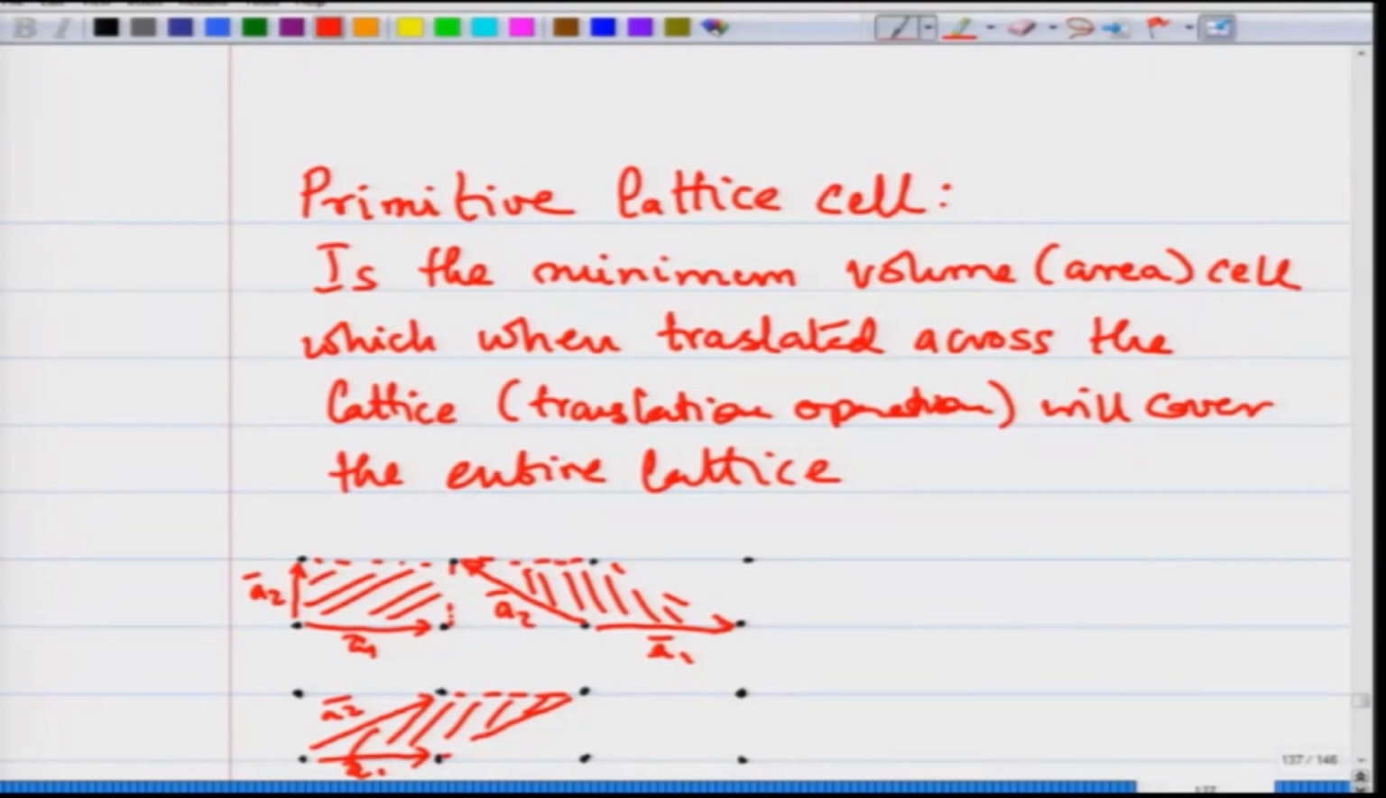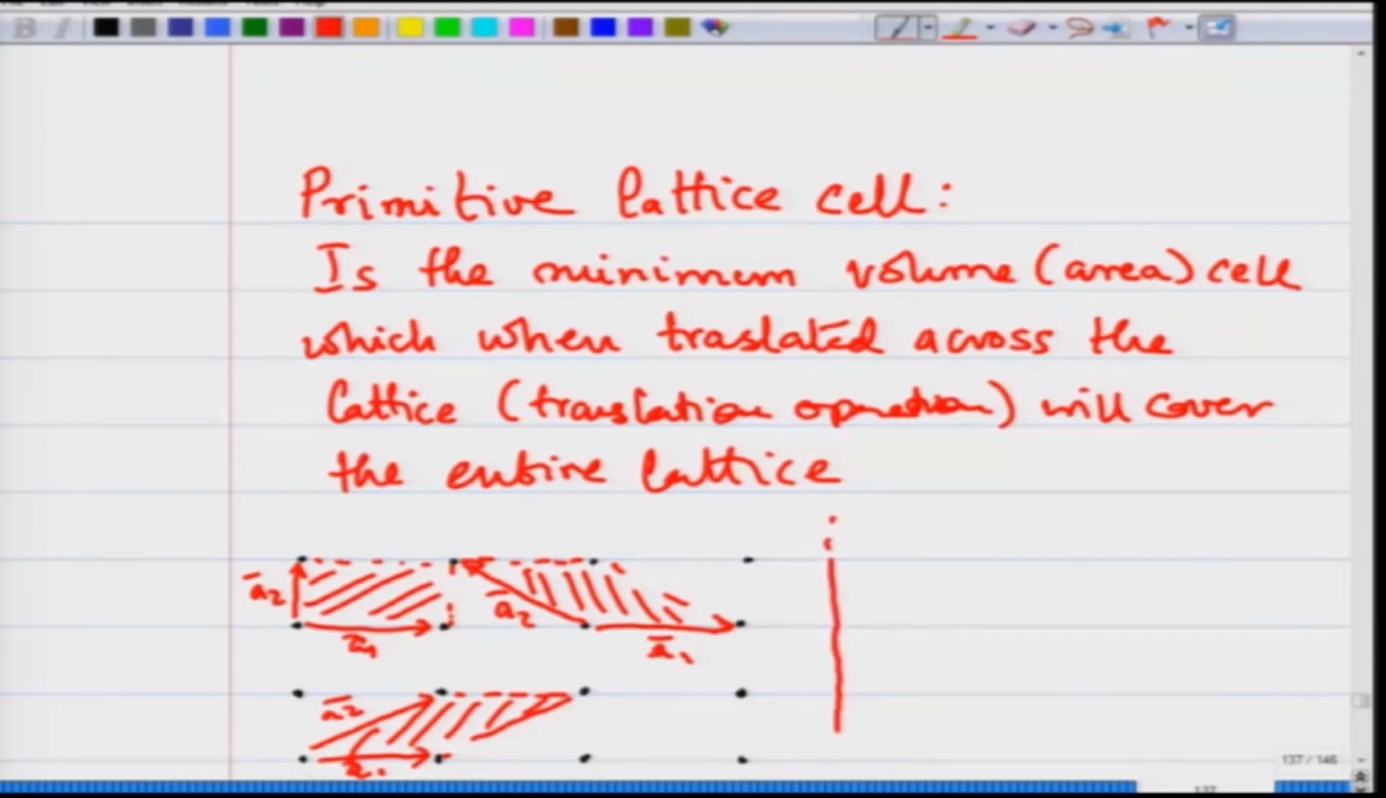These are the minimum volume or area cells which you can define for a lattice, which when translated across the lattice will cover the entire lattice. So this is one example, this is another example, this is another example. These will all uniformly cover the entire lattice. So these are different choices of this primitive lattice cell, and they are bounded by these fundamental translation vectors a1 and a2. The choice is by no means unique. So, given a set of these geometric collections of points, you can define a primitive lattice cell, and it is important to do so. It gives you the minimum volume which is associated with this lattice.